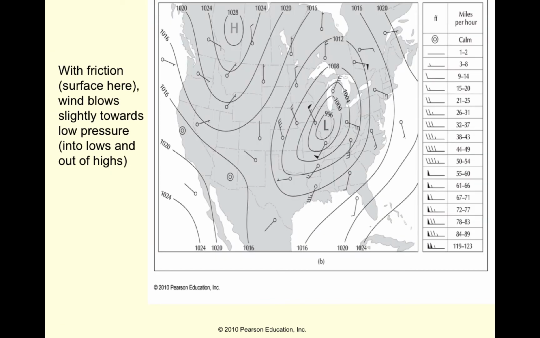With friction, however, here at the surface, the wind tends to blow towards low pressure, so into low pressure systems and out of high pressure systems. So here, the direction shown for this wind station model is coming from the north, this direction. This one, it's coming from the northeast, so it's blowing kind of along the isobars, but also crossing from high to low. And that's a result of friction, allowing the wind to evacuate high pressure systems at the surface, go from high to low slightly, and allowing the wind to push into low pressure systems at the surface, allowing them to rotate around, but also into the low pressure system. That's again a result of friction.